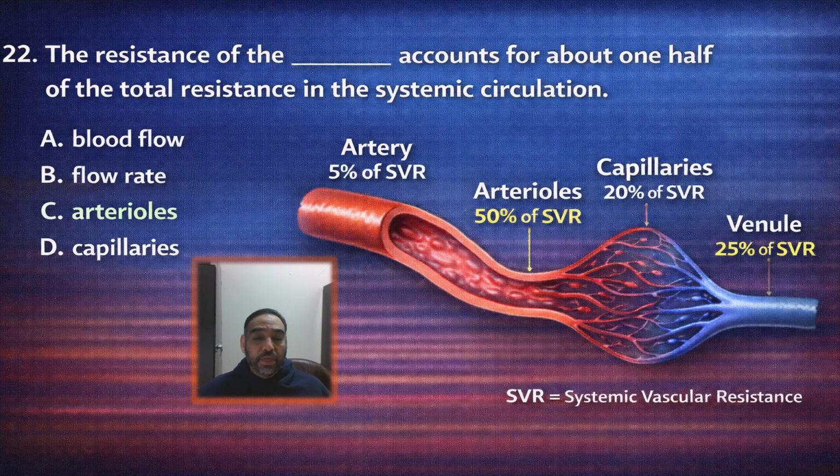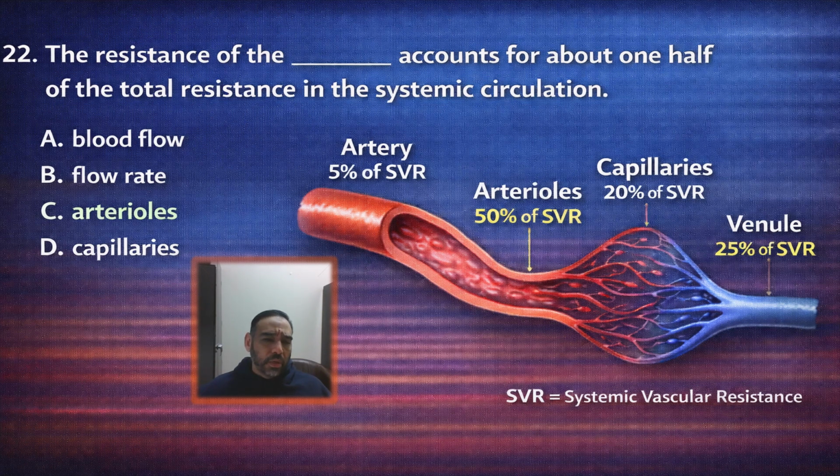And here's the key. If you remember the proportionality for the equation, resistance is extremely sensitive to radius, where resistance is proportional to 1 divided by the radius to the 4th power. So even a tiny decrease in arteriolar radius causes a massive increase in resistance. They're the primary regulators of blood pressure, blood distribution, and peripheral resistance, and that's why they contribute to about 50% of systemic resistance.